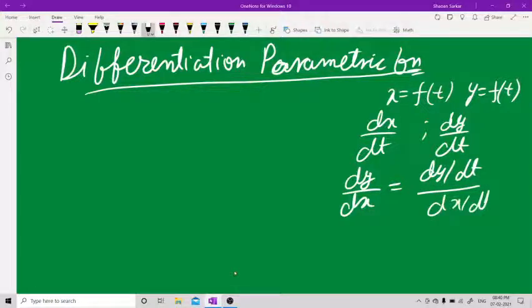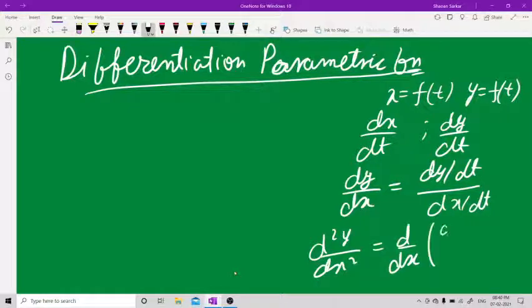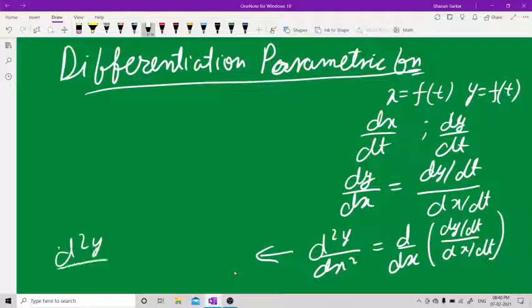dx by dt. Now after this, if you want to find the second derivative d2y upon dx2, then you have to write d/dx of this whole stuff, dy by dt upon dx by dt. Then this will now change to, let me write it here, d2y/dx2. This will be d/dx, d/dt.